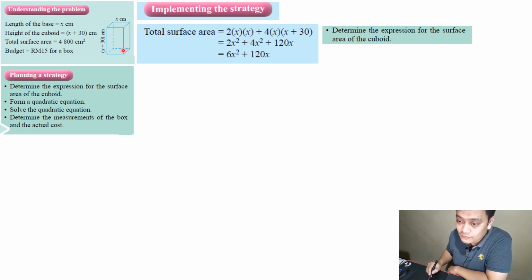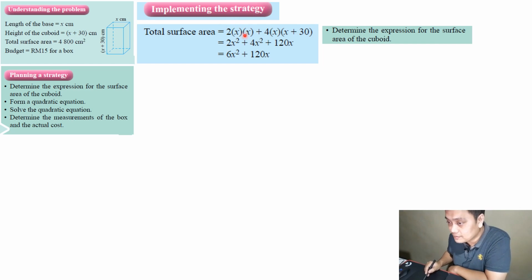And then we have 4 vertical surfaces. First one, the second one, the third one, and the fourth one. Alright, and the area for each surface: the length for this one is x, and the height is x plus 30. Therefore, the area is x times x plus 30. And remember, we have 4 vertical surfaces, so 4 times x plus 30.